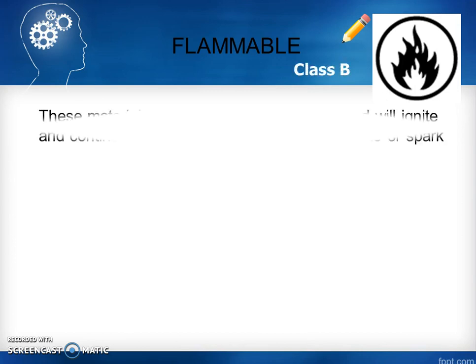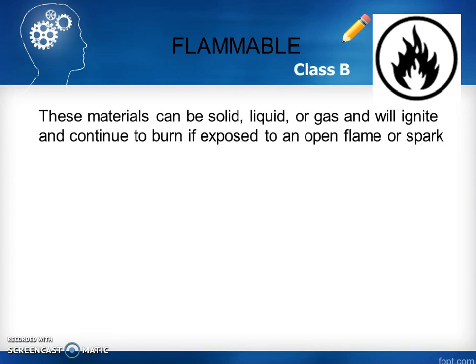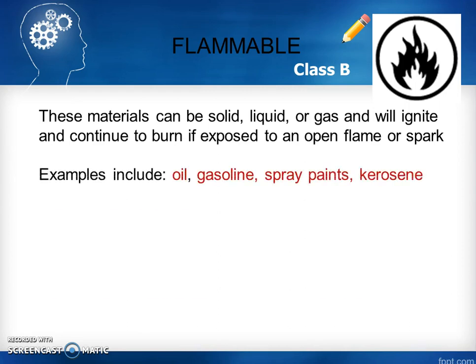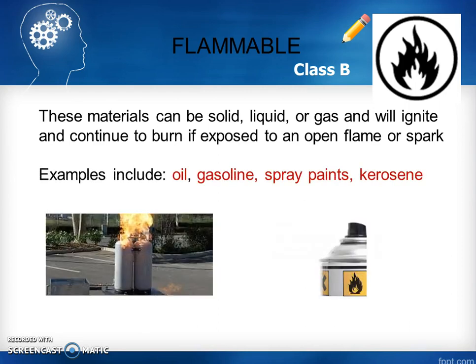So this is a symbol of fire, flame, flammable. You probably guessed it. It's Class B. So anything in this class, it could be solid, liquid, or gas, will ignite from a spark or an open flame, and it has a potential to really, really burn. So examples include oil, gasoline, spray paints, or kerosene. Okay, next one.